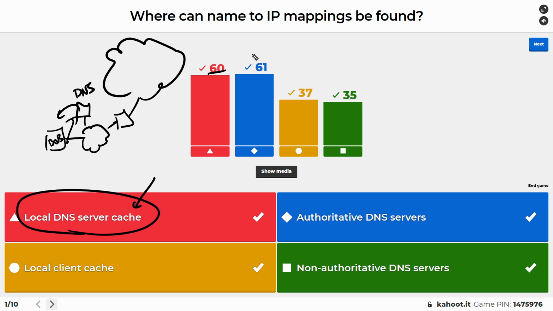So a lot of you got that. Great. Fantastic. The local client cache: when Bob finds out what Cisco.com is, Bob's computer is also going to cache that for a period of time. So that can be cached there.